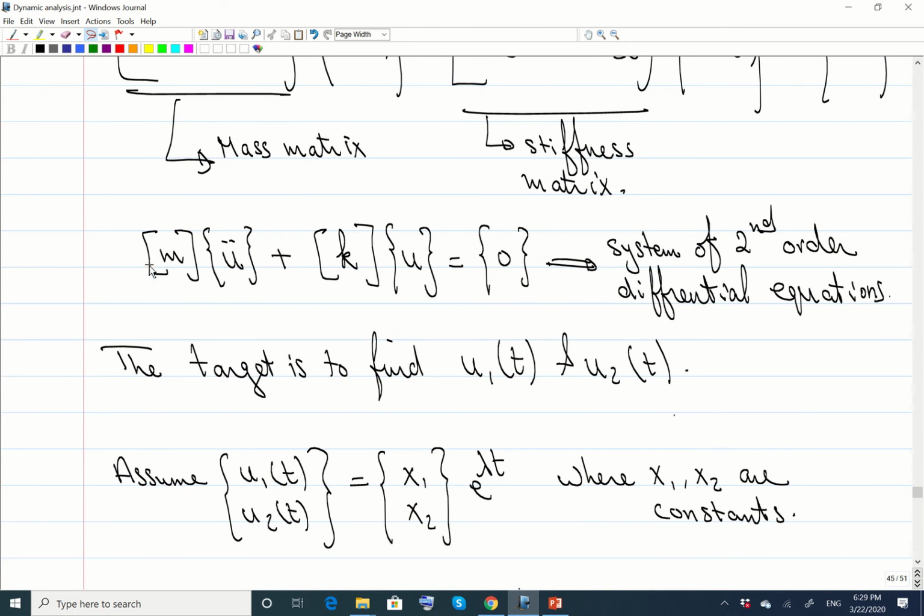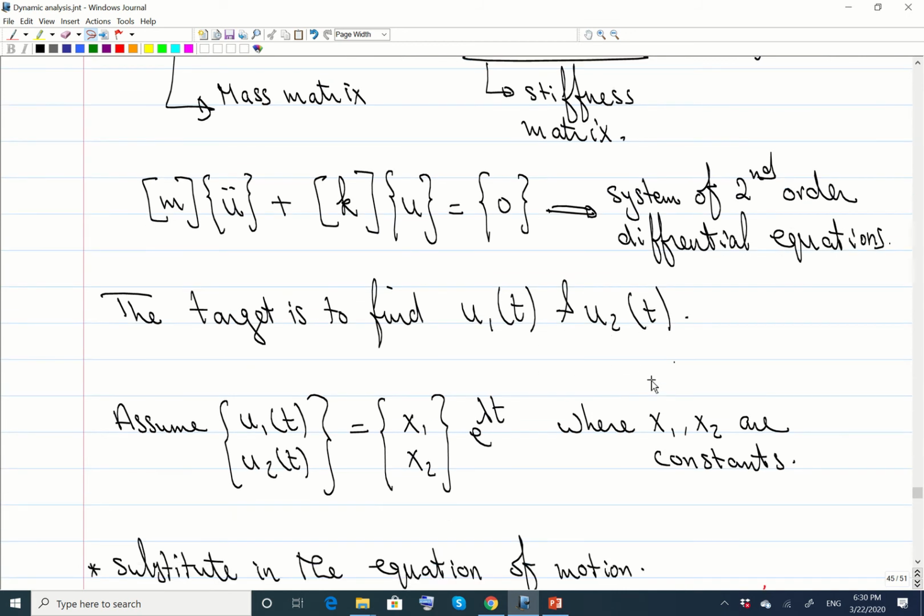Okay. So what do we want if we want to solve this? When I say we want to solve this, what do I mean? Simply, we need to find how much is u1, the displacement of the first floor as a function of time, and u2, the displacement of the second floor as a function of time. Okay, so how can we do this?